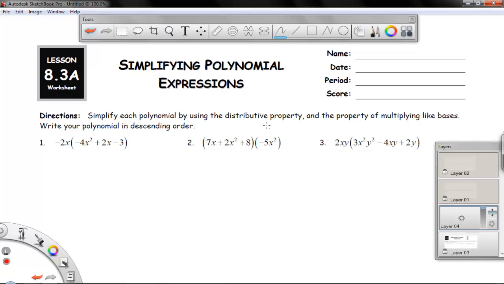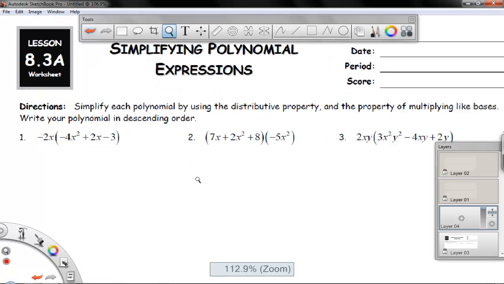Simplify each polynomial by using the distributive property, and remember the distributive property is where we take the outside monomial and multiply it to each term of the polynomial in the larger parentheses. And the property of multiplying like bases. Now remember, when we multiply a like base, if I take x squared times x squared, I add the exponents. So that'd be x to the fourth. And then when I take the negative 5 times the 2, those act like pure numbers, so that would be a negative 10. And we need to write our polynomials in descending order for our final answers.